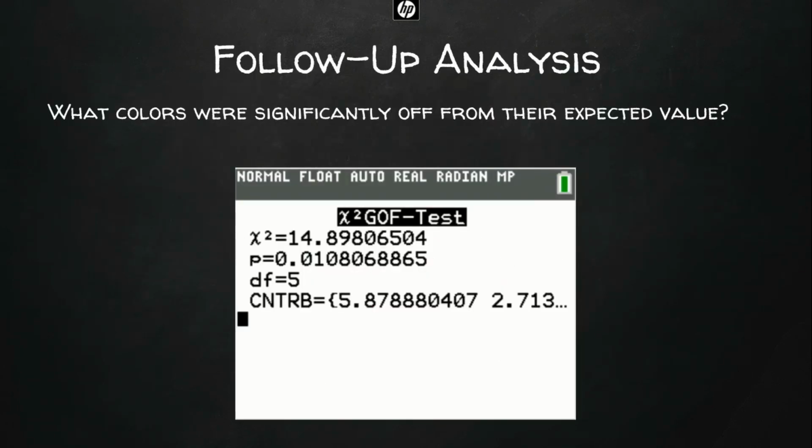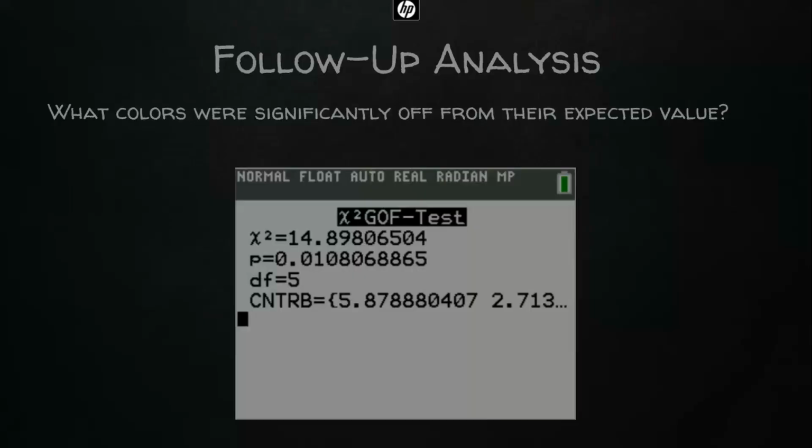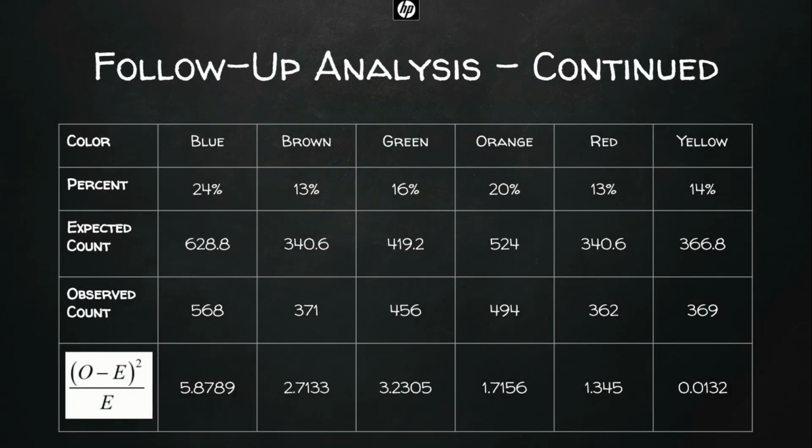All right, often when we end up rejecting the null hypothesis in favor of the alternative hypothesis, we want to look at where the distributions were mainly different. If we go back to our table where we hand calculated the observed minus expected squared divided by expected values, you can see that the blue and the green M&M categories had the largest contribution to that chi-squared number.